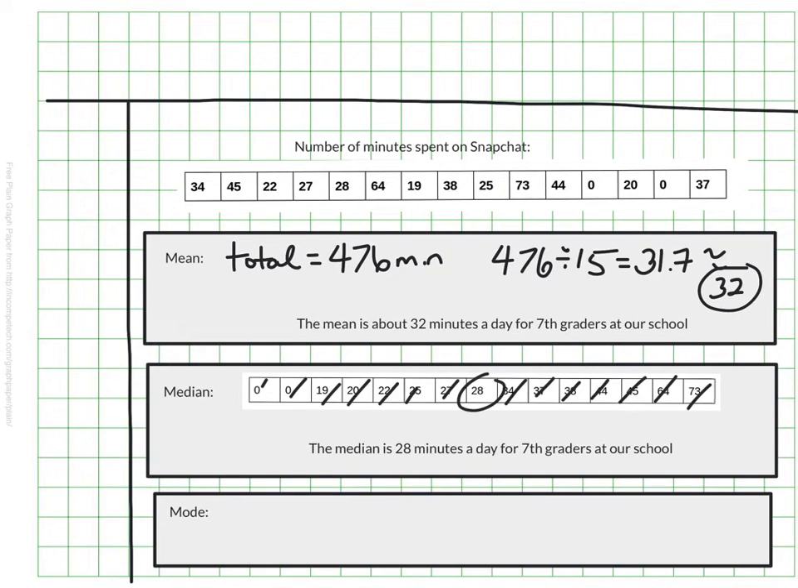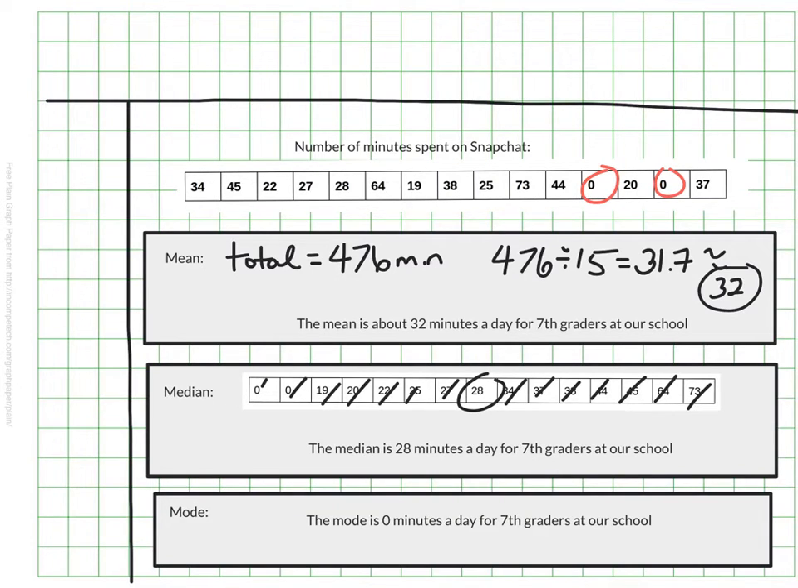Which brings us to the mode, which is a pretty quick one here. We're looking for the one that appears the most often. And I look and I notice that 0 is the only one that repeats at all. I'm double checking that here. But yeah, 0 is the only one that appears more than once, so that is the mode.